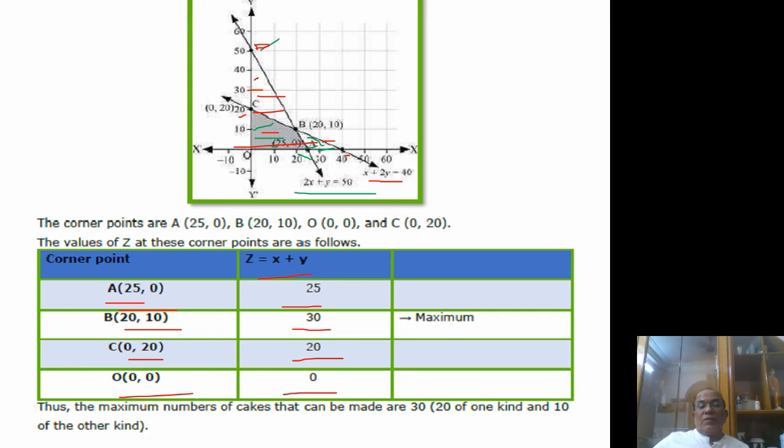Okay. So the maximum number of cakes she made, or he made, is 30, and it is when x is 20 and y is 10. 20 cakes of first kind and 10 cakes of second kind are made, and the maximum number of total cakes will be 30.